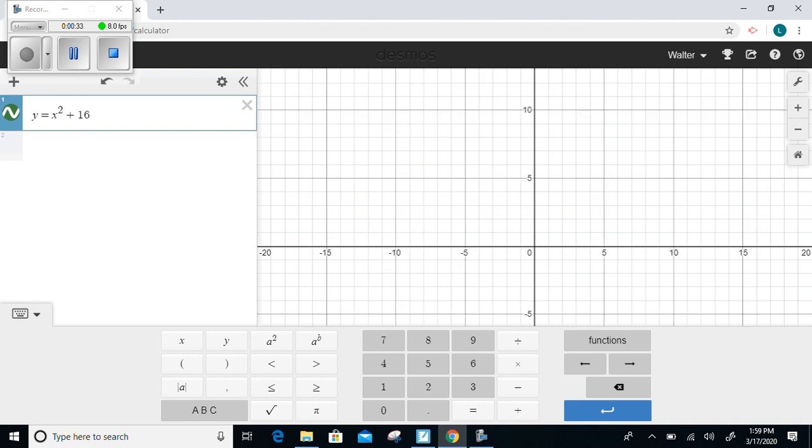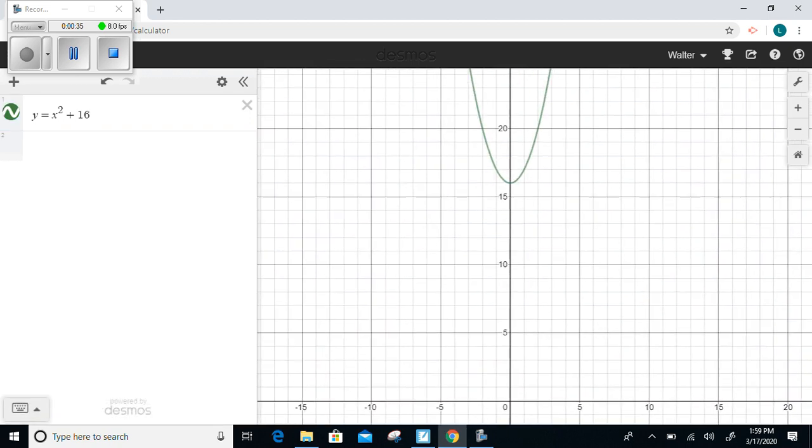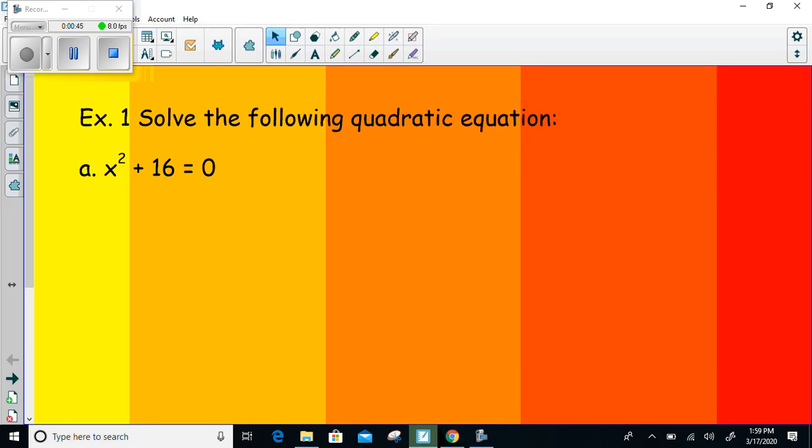And of course, if I do a little zooming out scroll, I realize that this guy doesn't even cross the x-axis. And as we've been talking about, if we solve this thing graphically, I would say it has no real solution. Let's take a look at what that looks like algebraically. In our last video, we showed you how to solve this using the roots method, which would probably be how I would approach this if I were doing it by hand.